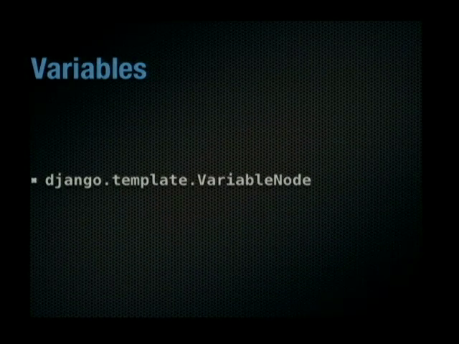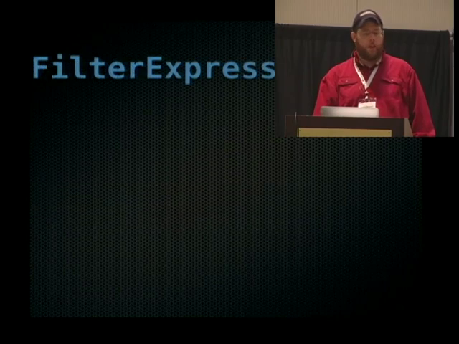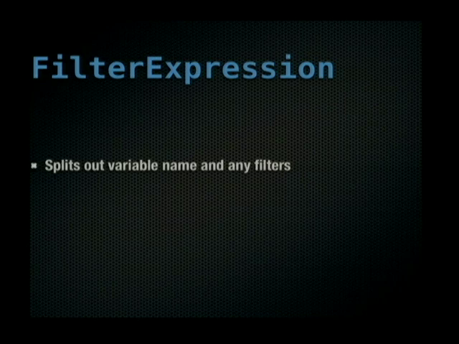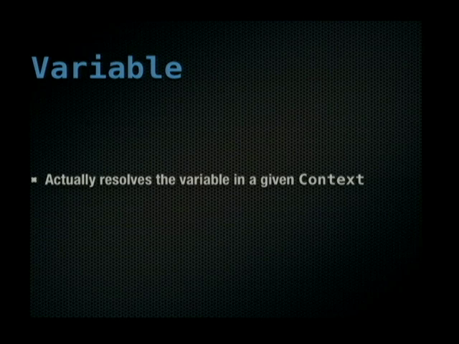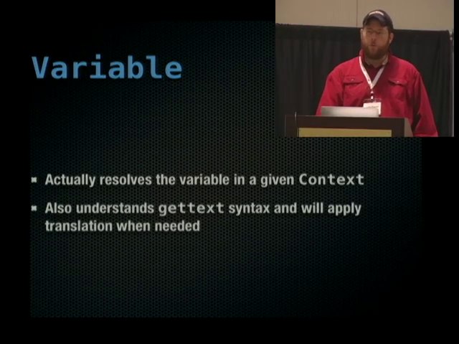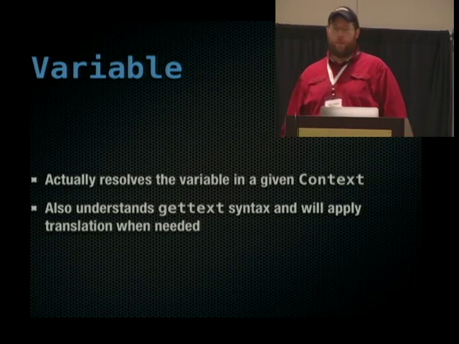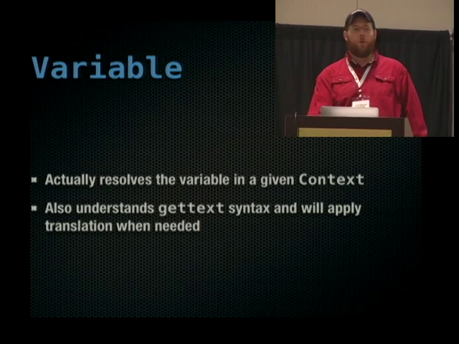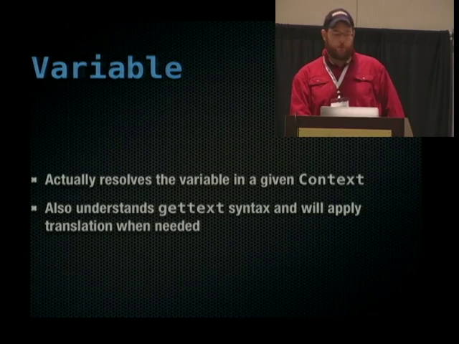Template variables. Documentation covers this pretty well. It's VariableNode. Internally it is wrapping something called FilterExpression. A filter expression is basically a variable name plus any filters that are being applied to it. FilterExpression checks that all the filter names are valid, either built in or from a tag library that's been loaded. It wraps the variable in a Variable instance, if necessary. Variable itself is what is responsible for actually resolving the variables. It also understands gettext syntax. Did you know you can use the little underscore parentheses syntax in a template and translate things automatically inside a variable? We support this out of the box. We also support numeric literals, both floats and integers, and some scientific notation and some other kind of weird things that you will see if you go read the way a variable tries to resolve itself.